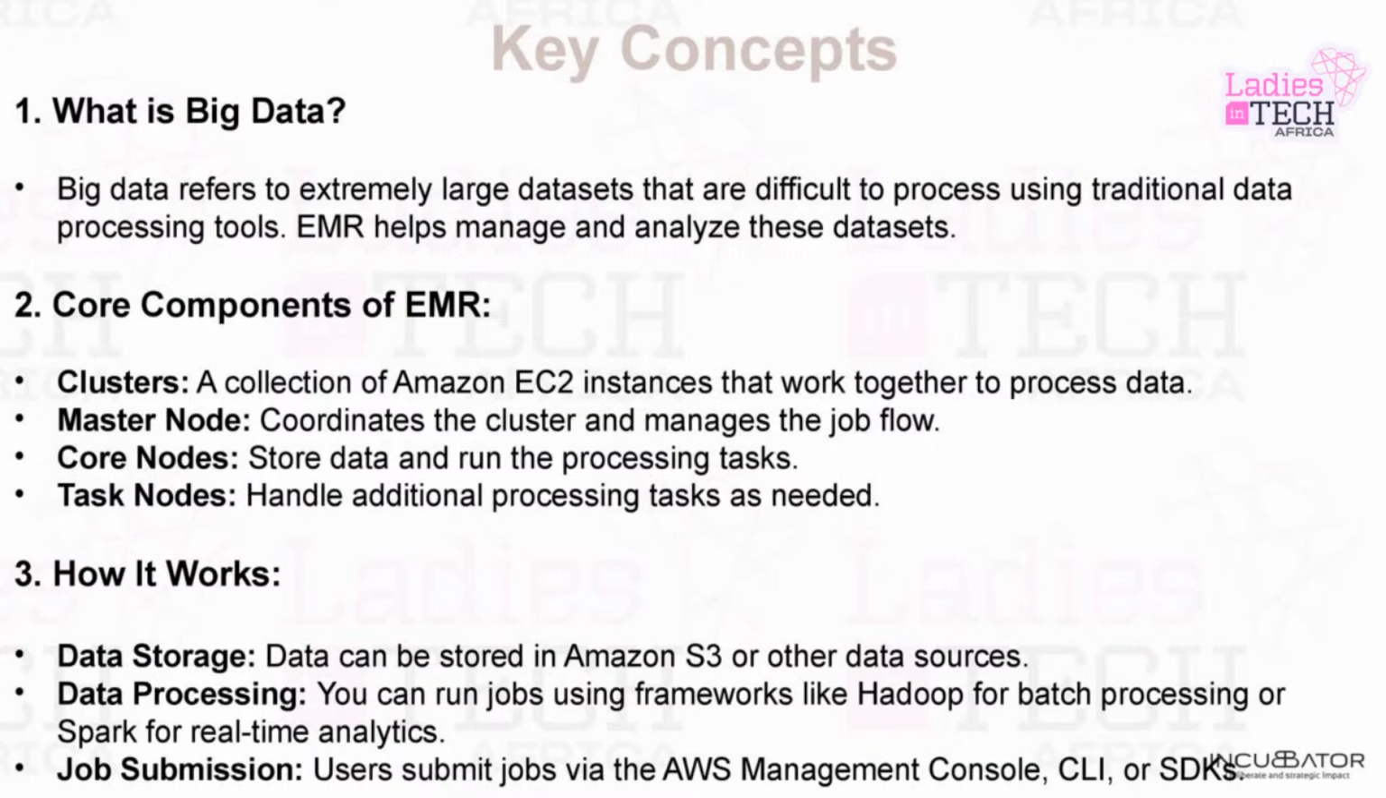So let's see the core components of EMR. Like I said, all this big data, all this warehouse data, large data sets, they are processed on compute nodes. You understand? Like I said, clusters. A cluster of Amazon EC2 instances that work together to process this large data set. We also have the master node, the core nodes, and the task nodes. But we're not going to go deep into all these things. Just the master node coordinates the cluster and manages the job flow. In fact, what we need to know, to be sincere, is just what EMR is, and the next AWS service I'm going to be talking about.